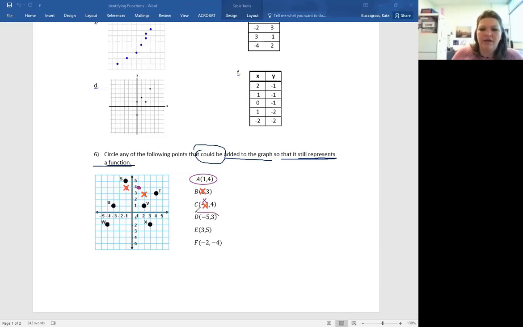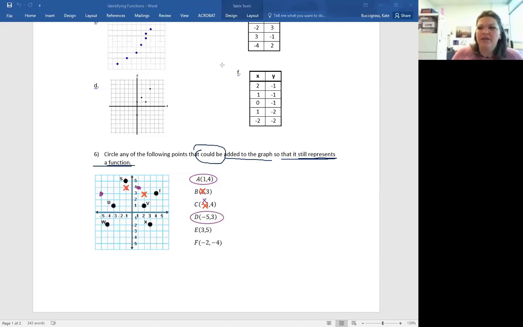So the next one, help me out how to get to that one. Go left 5. And then up to the number 3. Up 3. Beautiful. Can I have that one? Yes. Thank you. So I'm going to circle D.